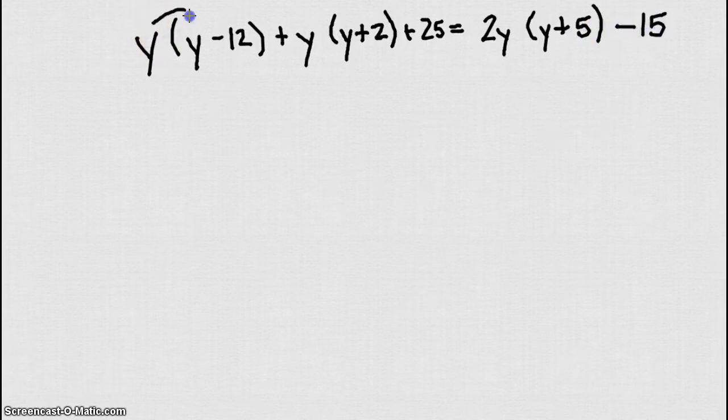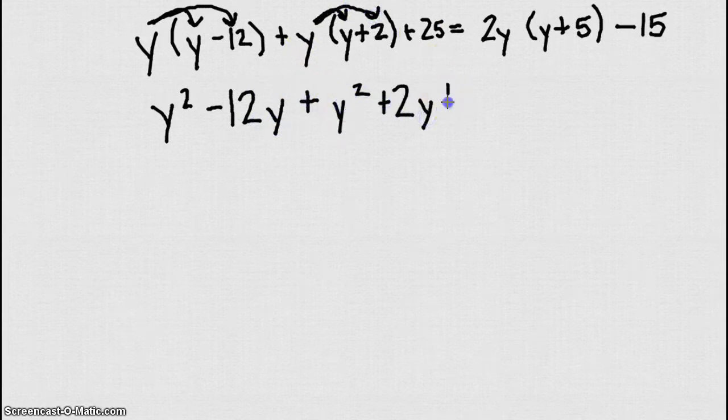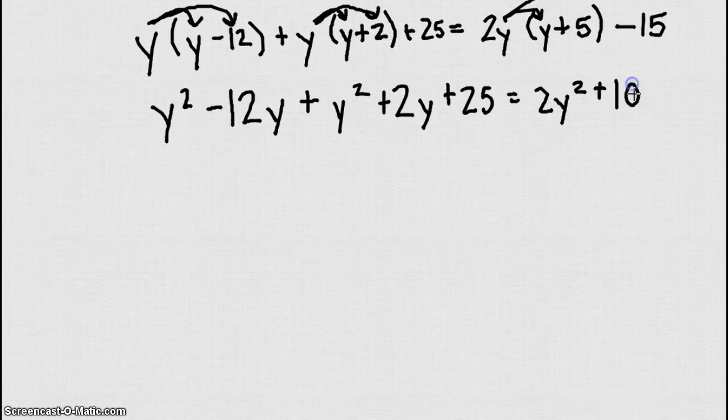So in this case, we'll distribute the y. We get y squared minus 12y. We distribute the y here. We get plus y squared plus 2y. Then we have 25. Over here, we'll distribute the 2y. That should equal, we get 2y squared plus 10y minus 15.